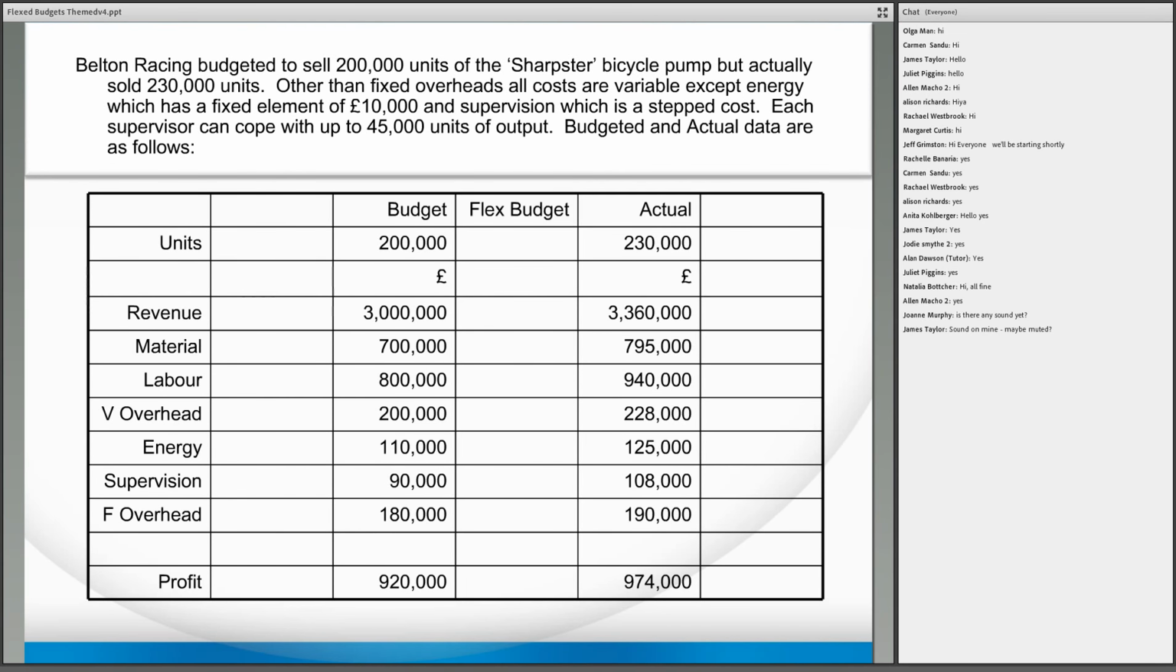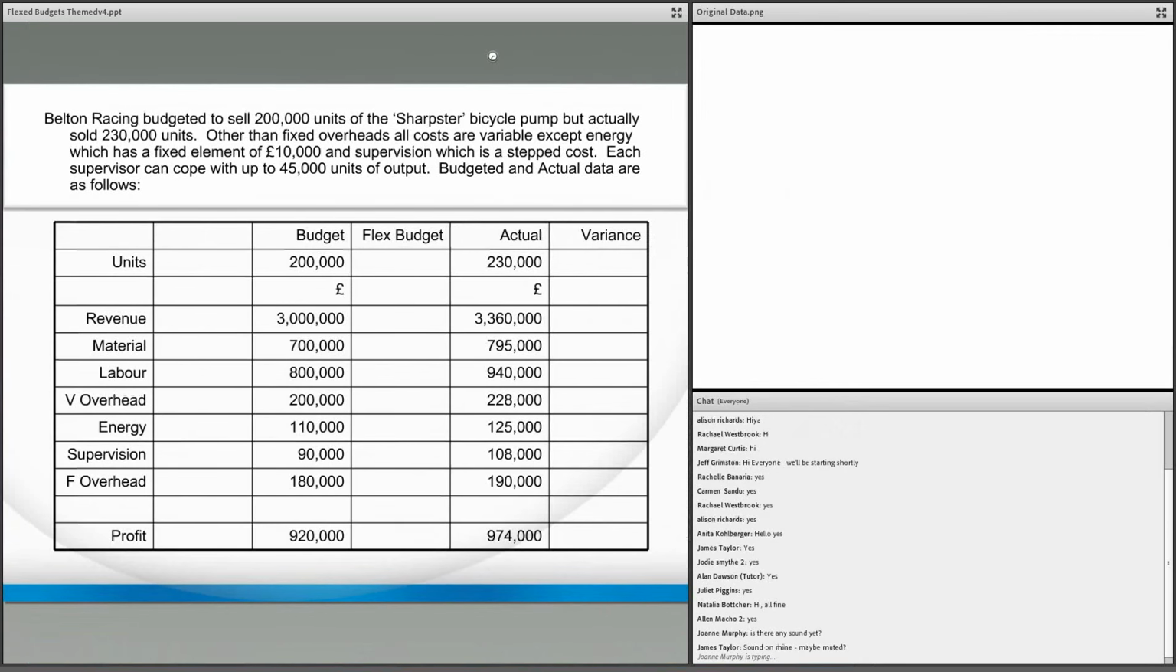Here's our table. There's where we're going to put the flexed budget. There's where we're going to put the variances. Now we're going to keep that table handy. If we can pop that just to one side.